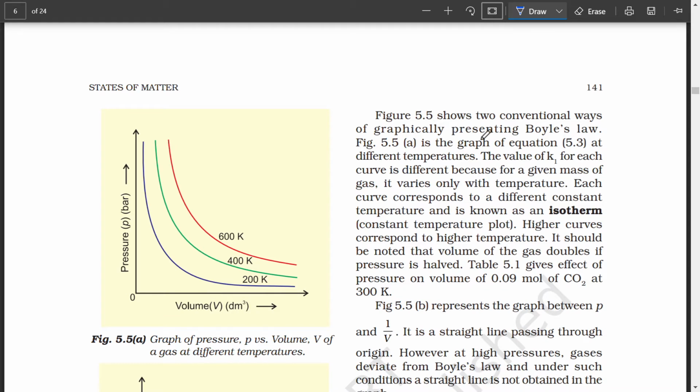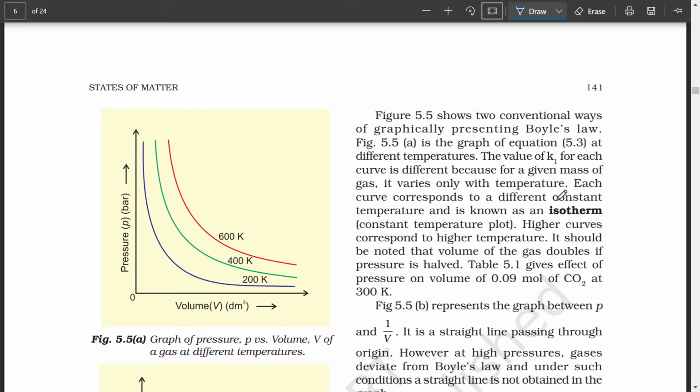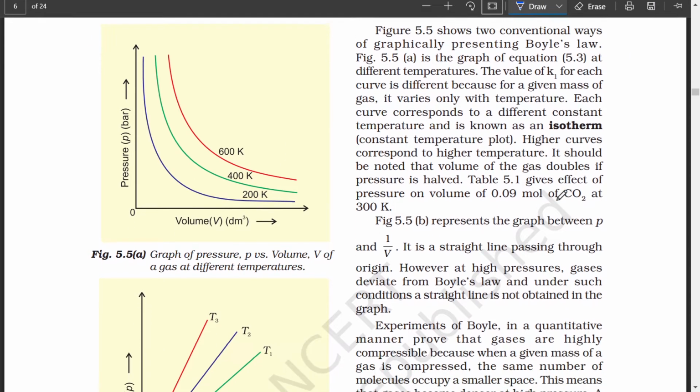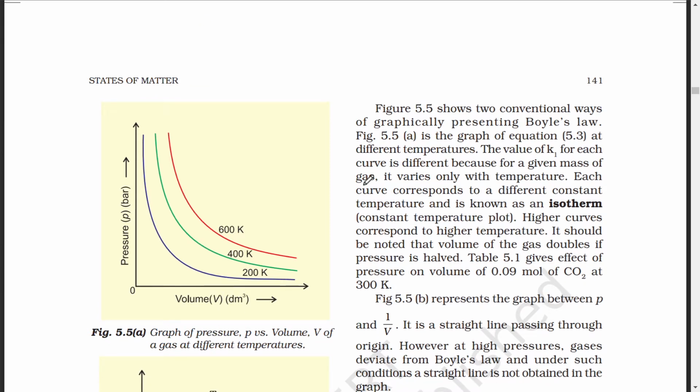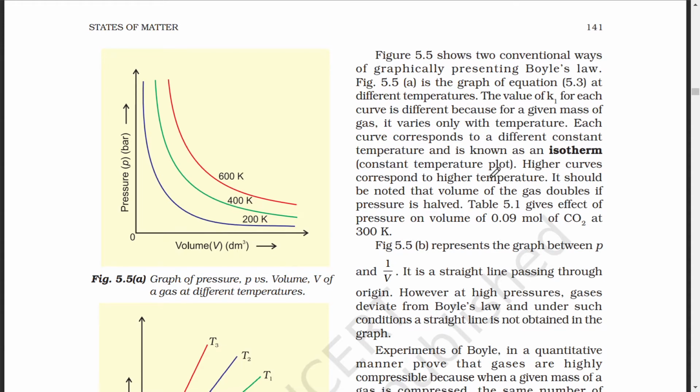So, from figure 5.5, which shows two conventional ways of graphically representing Boyle's law, figure 5.5 is a graph of equation 5.3 at different temperatures. The value of k for each curve is different because, for a given mass of gas, it varies only with temperature. Each curve corresponds to a different constant temperature and is known as an isotherm, a constant temperature plot.